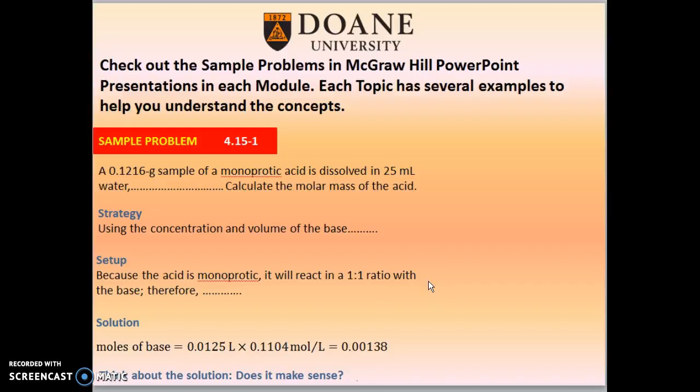Now, in order to apply these concepts that you are learning in Chapters 4 and 6, you should really check out the PowerPoint presentations that are in your modules by McGraw-Hill. Each topic is accompanied by sample problems, such as one seen here. And in the last chapter, we taught you how to solve problems like this. First, you set up a strategy. Then you set up the calculations, and then finally you come to the solution. But the most important aspect of solving a problem is that at the end you should think about the solution if it makes sense.